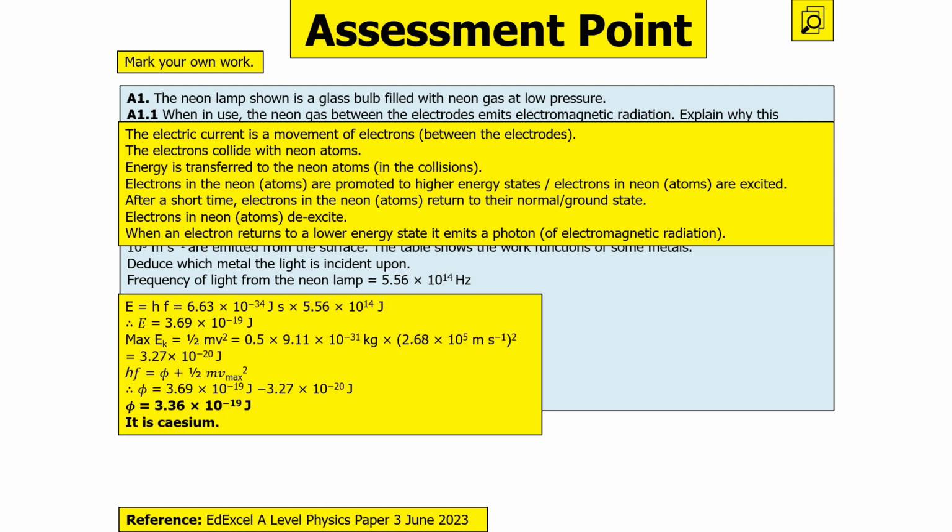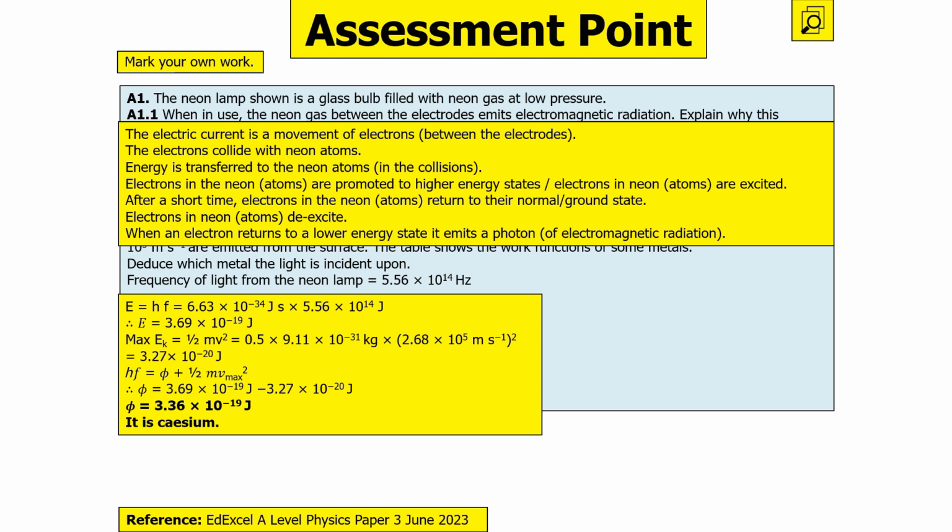Now in this next one, we know that the energy coming from the actual neon lamp is E equals hf. So you pop in all the values, so we've got f in the question. So the energy coming from the neon lamp is 3.69 times 10 to the minus 19 joules. Our maximum kinetic energy produced is a half mv squared. Now we've got the mass of the electron and we've got the velocity of the electron from previous parts of the question. We pop that all in, so we get 3.27 times 10 to the minus 20 joules.